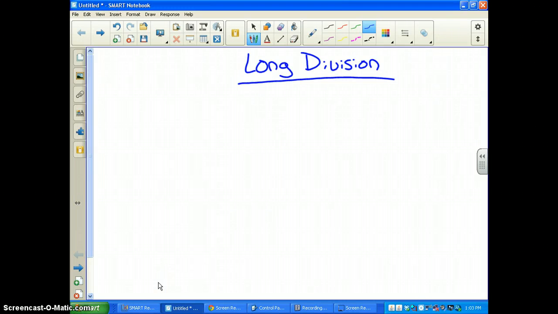So there are many ways to do division. I'm going to show you the long division way. This is the algorithm that your parents and myself and your grandparents probably learned. This is how they learned division. So the problem that we're going to start out with today is a number that will not have a remainder.